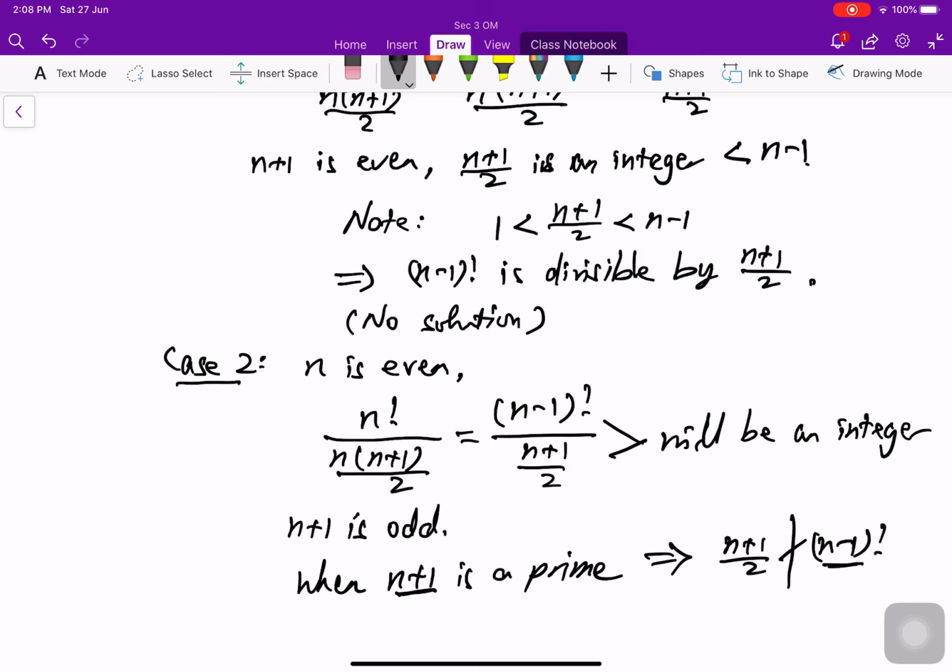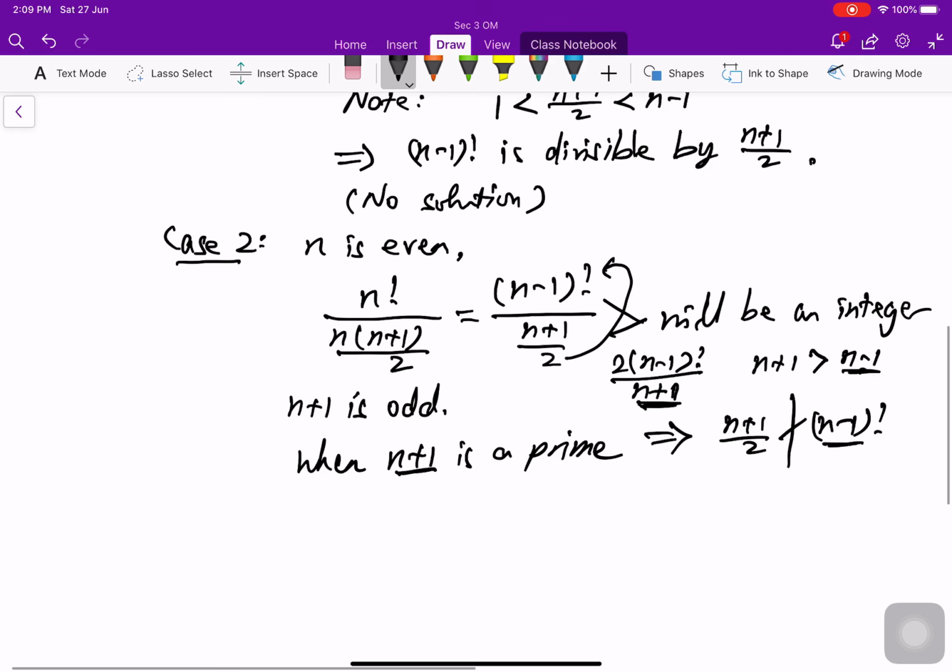This division can be viewed as, when your 2 flips up, you will get 2 times n minus 1 factorial divided by n plus 1. Therefore, if n plus 1 is a prime, this prime is bigger than n minus 1, which is the largest number in the factorial. Therefore, definitely n plus 1 divided by 2 is not going to divide n minus 1 factorial. All right.